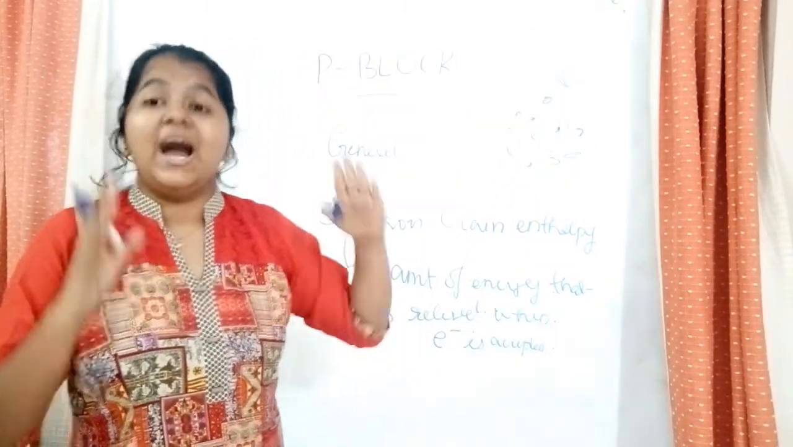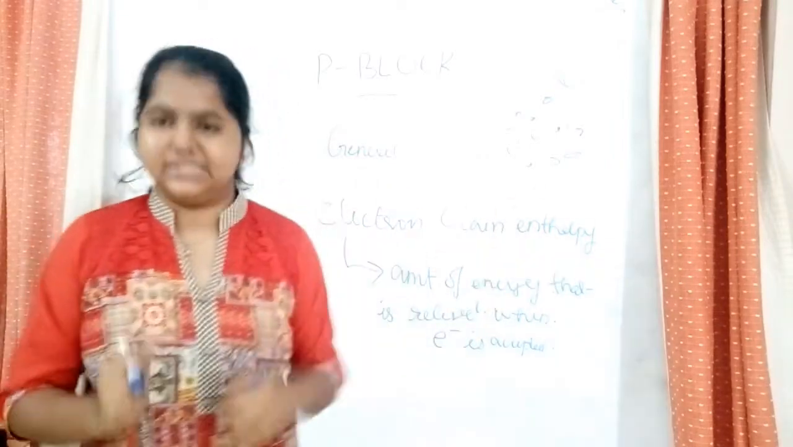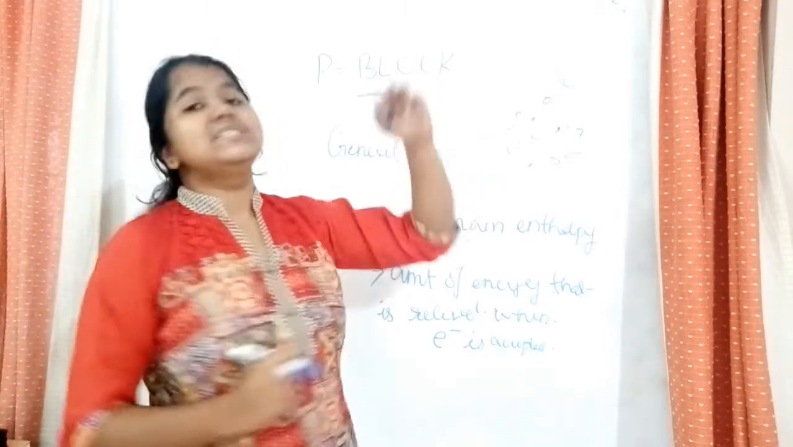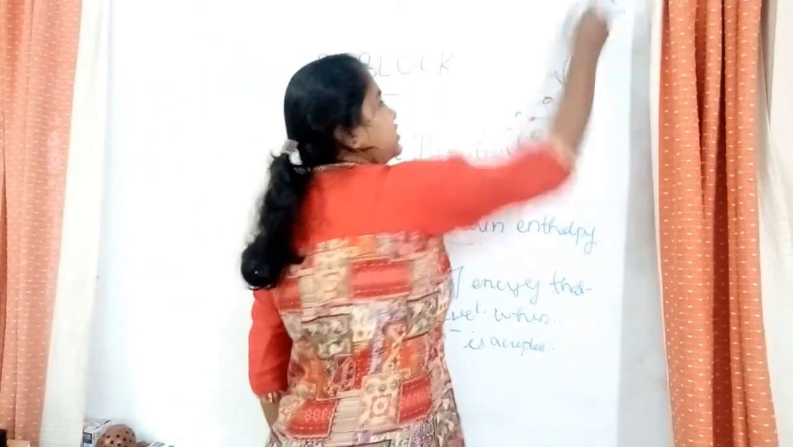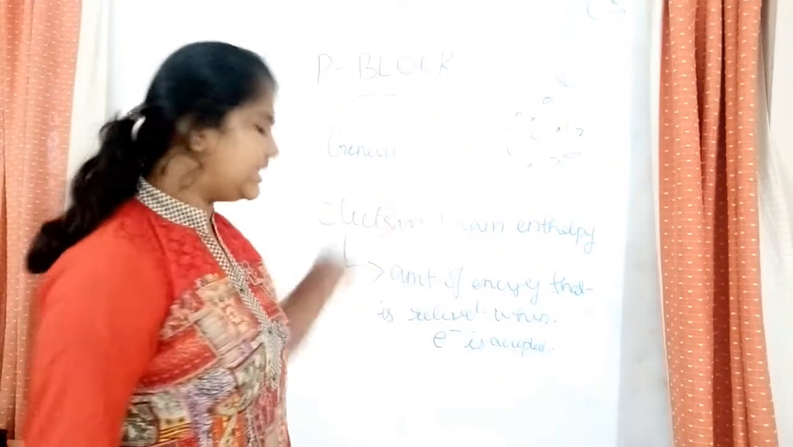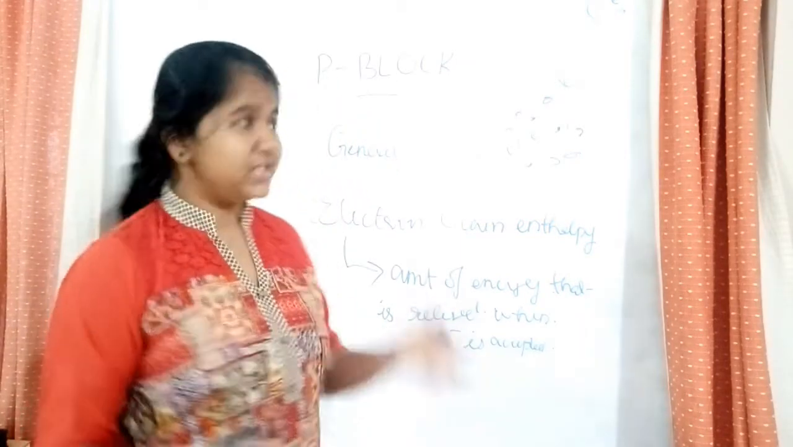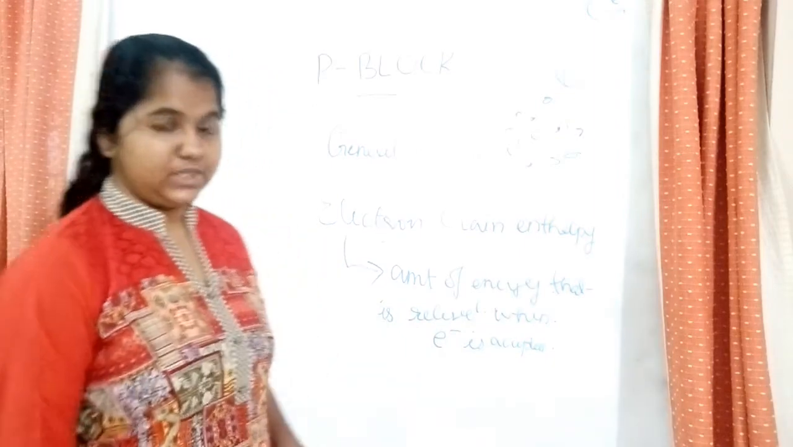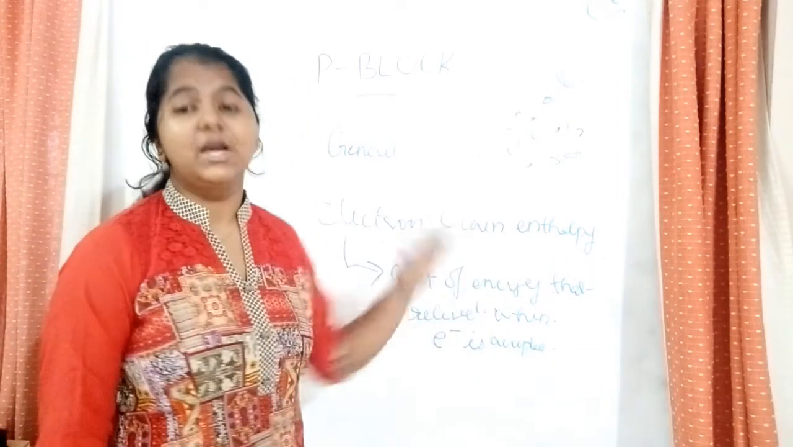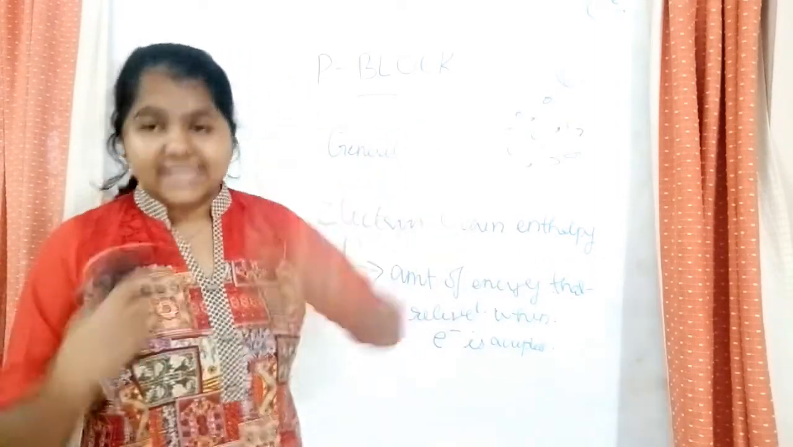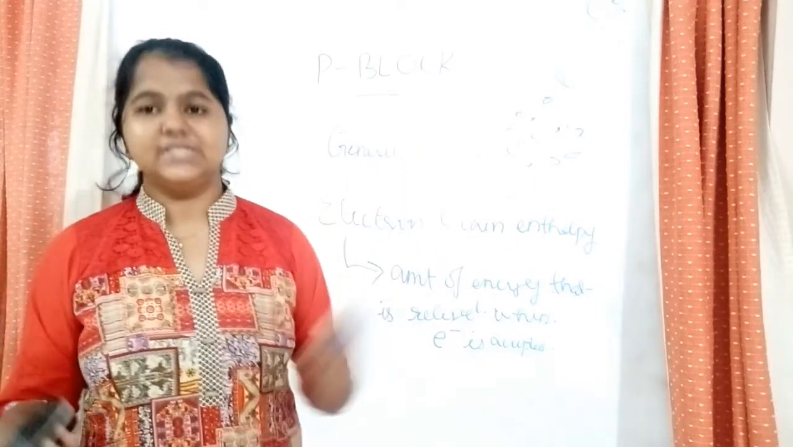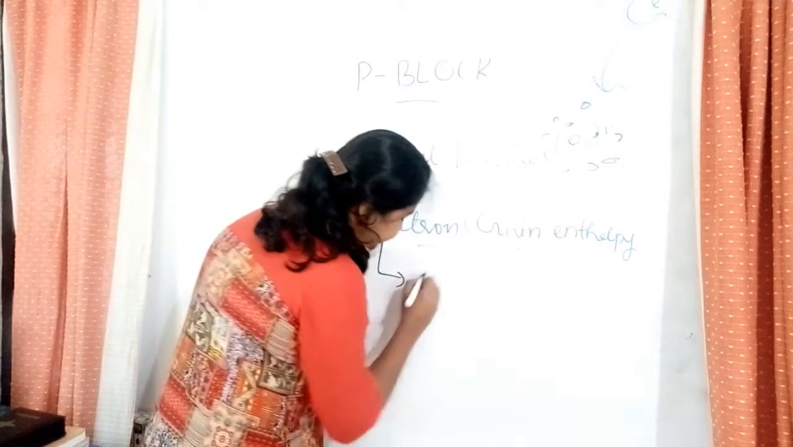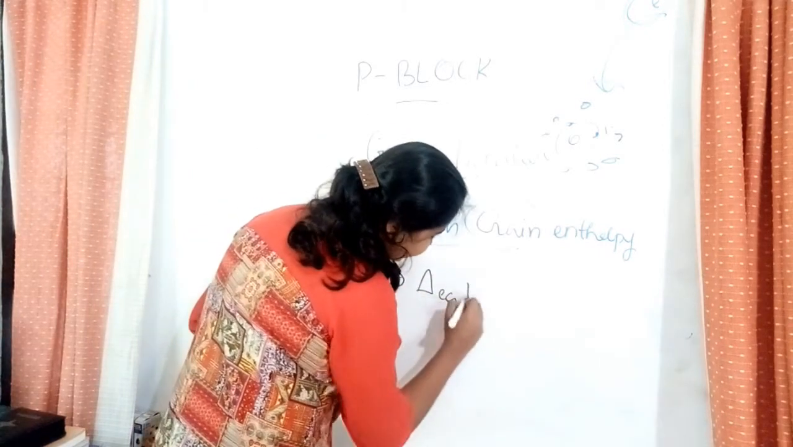So to move to a higher energy level, what is required? The release of energy is required. And that is called electron gain enthalpy. So let's see how the trend goes. I'll tell you the definition once more. It's the amount of energy released when your element accepts an electron or electrons. The electron gain enthalpy is represented as delta EGH.